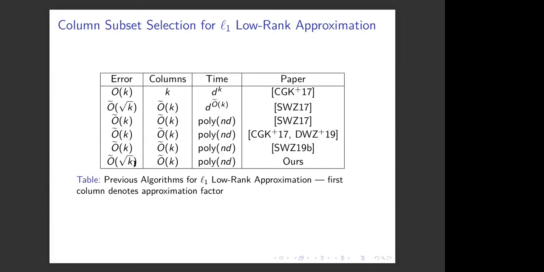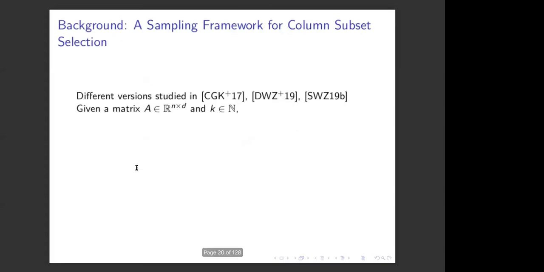So now in our work, we show that by modifying those algorithms, we can get an O of square root k approximation up to log factors. And we show that the lower bound can be achieved in polynomial time. So how do we do this?